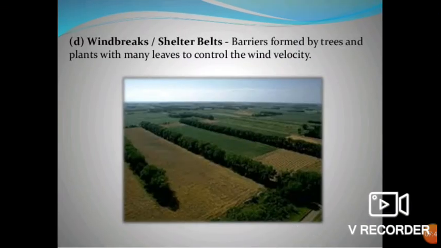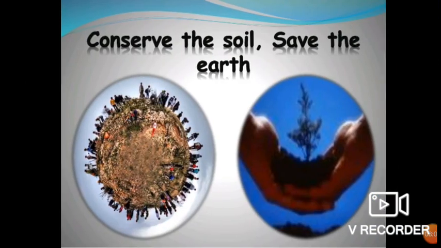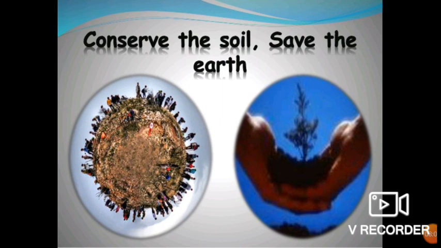Next, windbreak or shelter belts. Barriers formed by trees and plants with many leaves to control the wind velocity. Conserve the soil, save the earth.